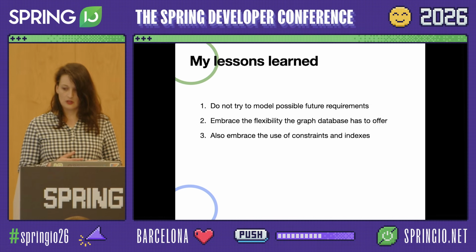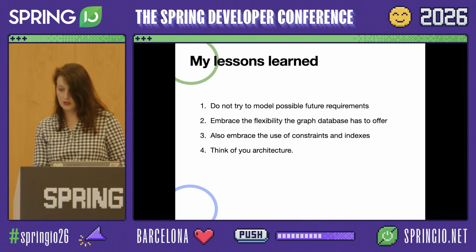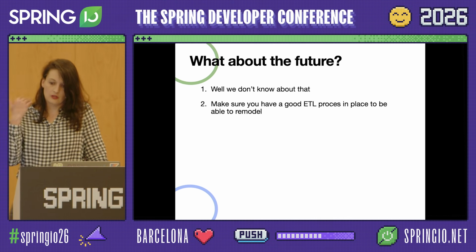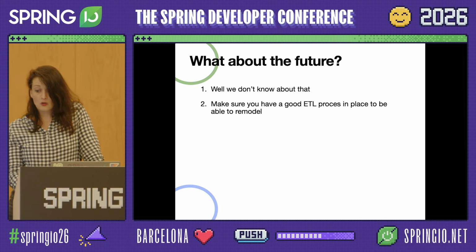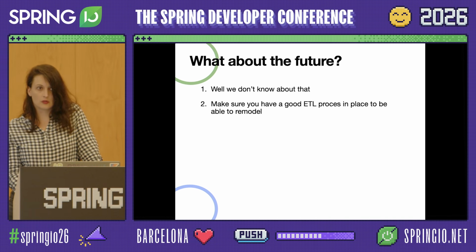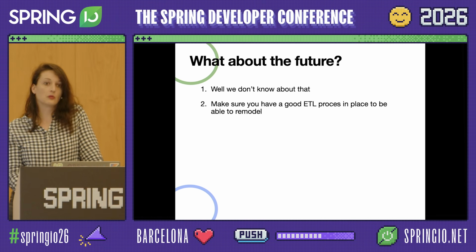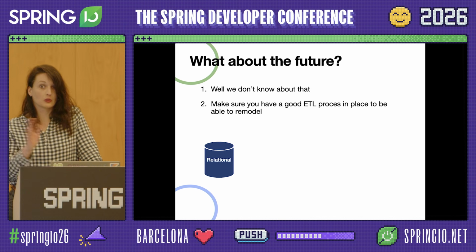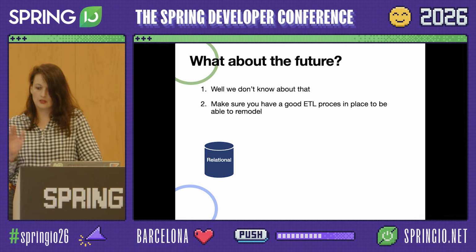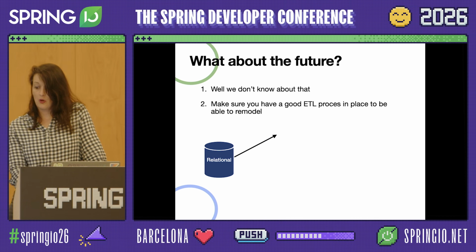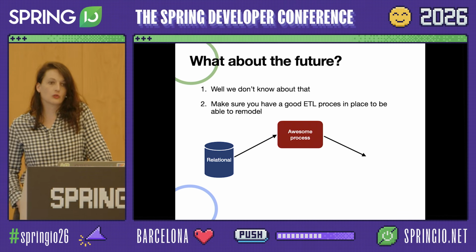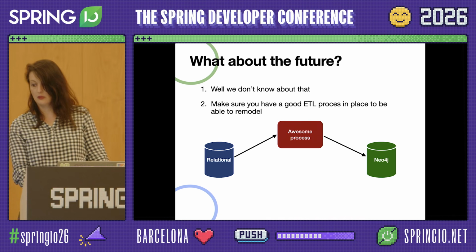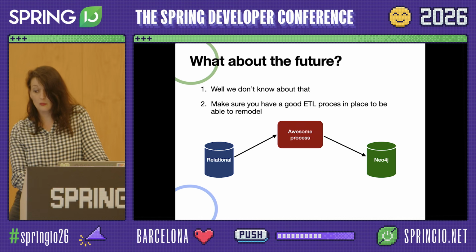Use the constraints and indexes that you can declare, and think of your architecture. What about the future, actually? Because you still want to get this in the back of your head. Well, you don't know about it, but you can still make sure that you have a good ETL process in place to be able to remodel your graph at any time. And there you will find back the relational database, where you don't store your relations already, but just store your data as flat as possible. There's some process that will then insert it into your graph database to enable you to have some flexibility to change solutions, because it's really challenging sometimes. But it's really nice to work with.